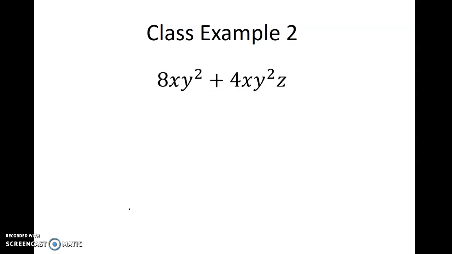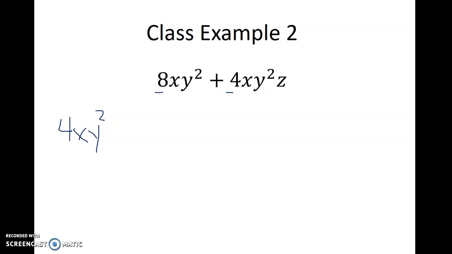All right, so this one, we look at the coefficients first, 8 and 4. The biggest number that I can divide both of those, I already know, is 4. I'm gonna put this 4 over here. Look at the variables. They both have an x. I can take an x from both terms, meaning I can divide both terms by 1x. Look at the y squareds. They both have a y squared, which means y squared is part of the GCF. And then z, they do not both have a z, so I cannot take a z from both. 4xy squared is the GCF.